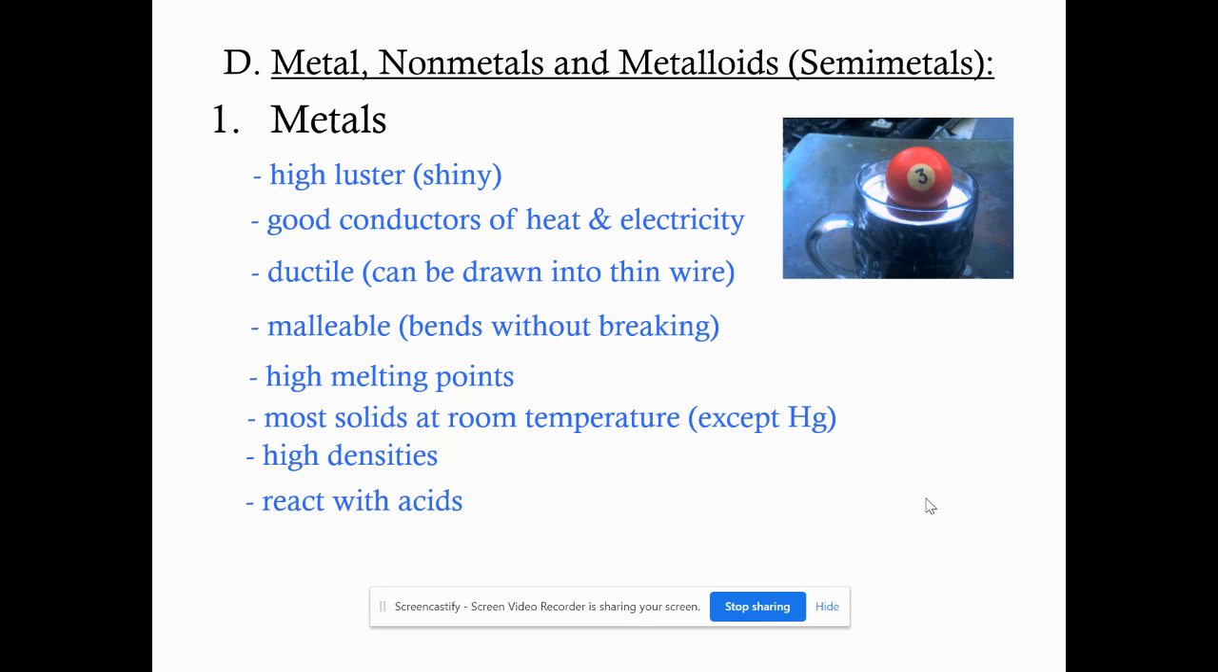Metals have high melting points. Virtually all metals, with the exception of mercury, are solids at room temperature. They have high densities. Metal, relative to nonmetals, feels heavy because it has a high density. Those are all physical properties of metals. One common chemical property is that most metals react fairly readily with acids.